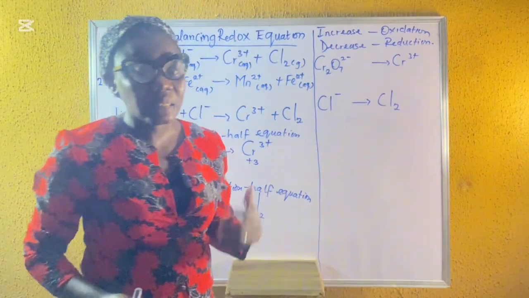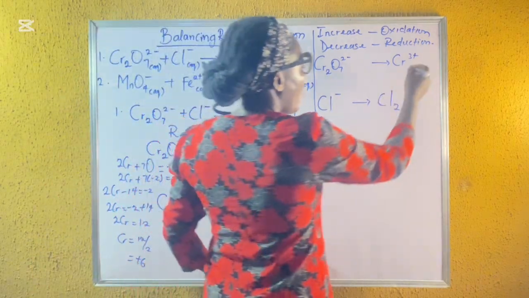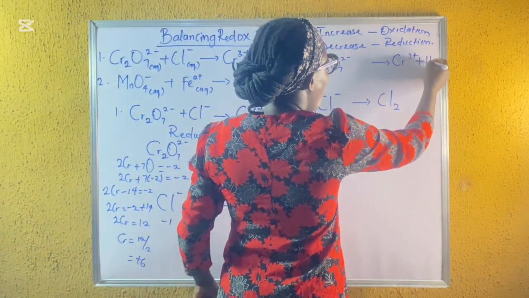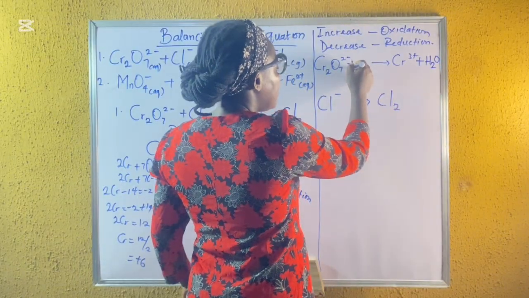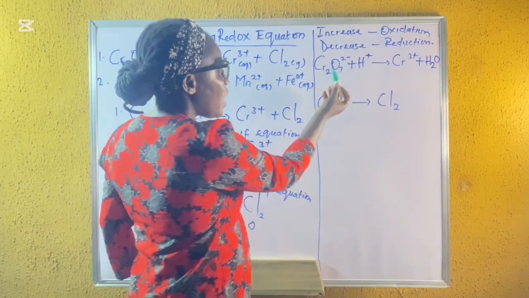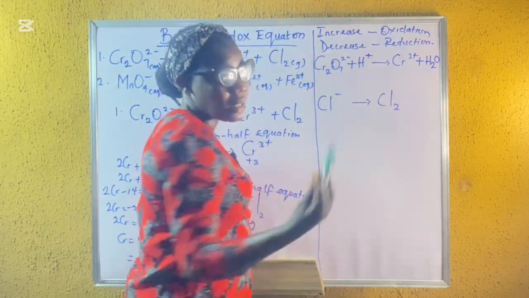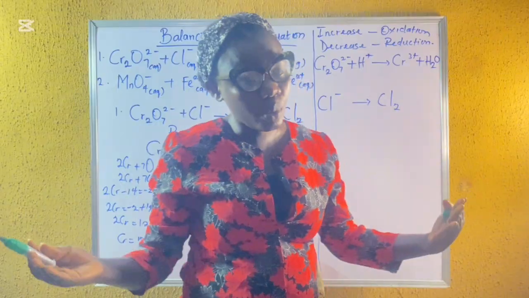So this is an acidic medium. Then we'll be adding H2O to where there is deficient oxygen, and H+ to the other side, so that we can balance the oxygen, because in balancing a chemical reaction, whatever you have on the reactant side must be on the product side.